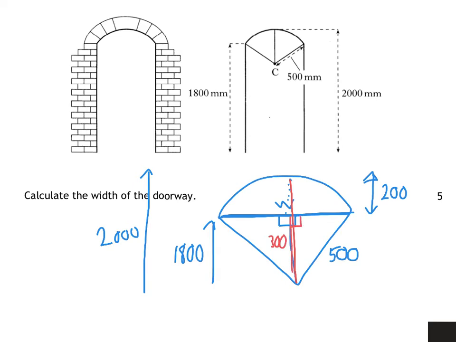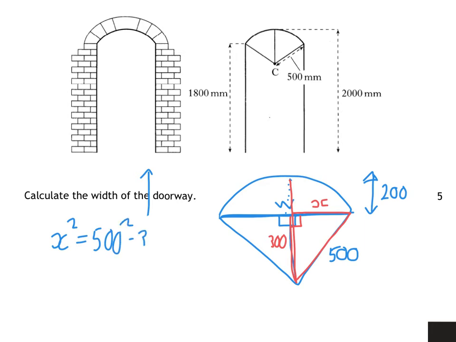So here is a triangle I'm going to use. The one with the 500 and the 300. I'm going to work out that little bit there. And then once I get that, I'll double that to get the width. Okay? So it's Pythagoras for a short side. So we're going to do x squared equals 500 squared, take away 300 squared.